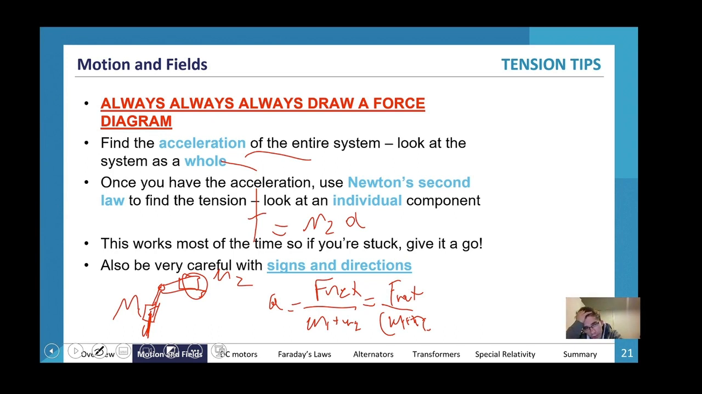So, finding the acceleration of the entire system and looking at the system as a whole, once you have the acceleration, use Newton's second law to find the tension by looking at the individual component. Like in this case, I looked at M2 individually. You will most of the time be successful in finding the value of tension. It works most of the time if you are stuck, so I would highly recommend that you give it a go. And also be very careful with signs and directions.